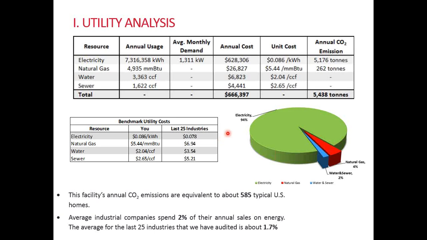And the third part I'm going to point out is that we show them their annual CO2 emissions, and we actually translate that into typical U.S. homes. So this facility's annual CO2 emissions are equivalent to 585 typical U.S. homes. And I think this really puts into perspective for them how much energy they're using, and it kind of tells them, for us, this is why we're here. We're not here just to save you money. We're really passionate about what we do.